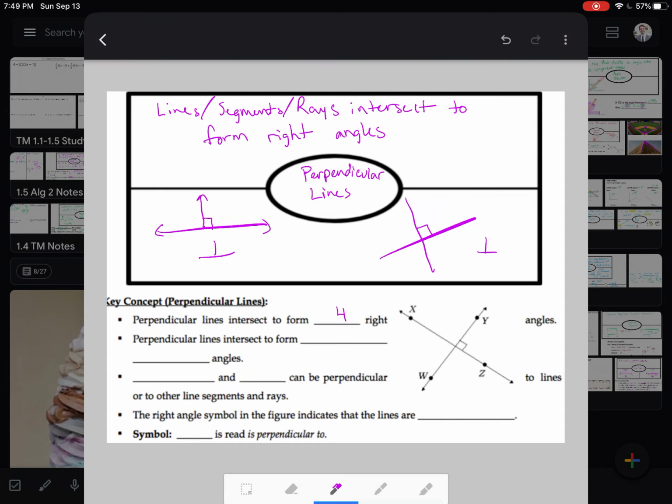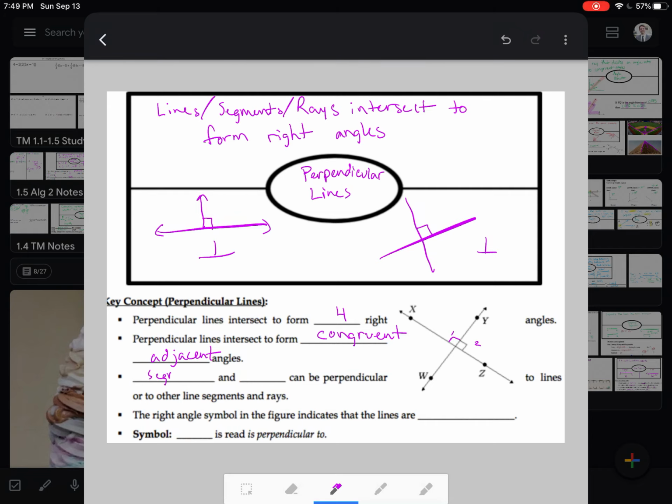I think these notes might have got cut off a little bit, but that's okay. And they also intersect to form congruent adjacent angles. So what that's saying is the angles that are next to each other, like 1 and 2, these are the same. So the measure of 1 is also 90 degrees if it is perpendicular and it is adjacent.